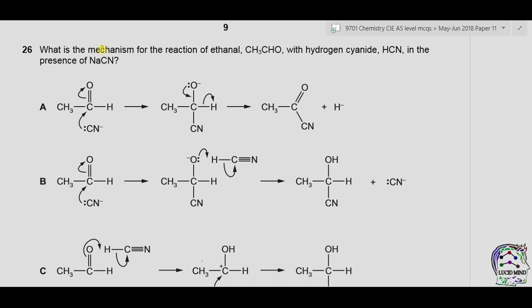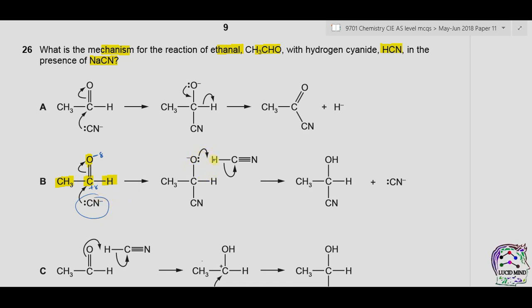Question 26. What is the mechanism for the reaction of ethanal, which is an aldehyde, with hydrogen cyanide in the presence of sodium cyanide? In B we can see that this is ethanal, as it is an aldehyde. In the first step, cyanide will attack the partial positive carbon atom, and this double bond will be converted into a single bond and electrons will move towards oxygen. Now this CN is attached.